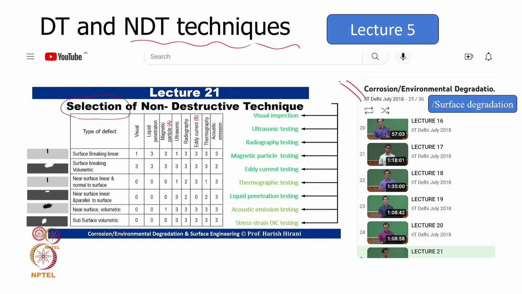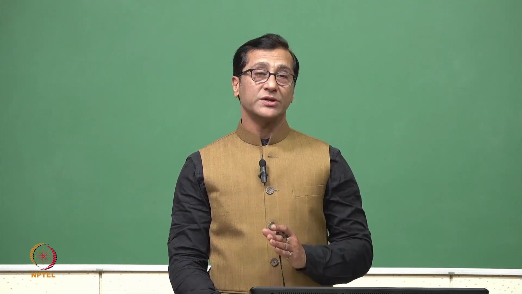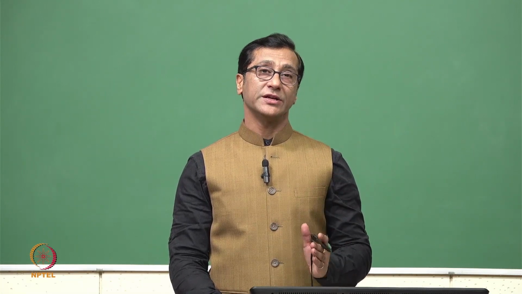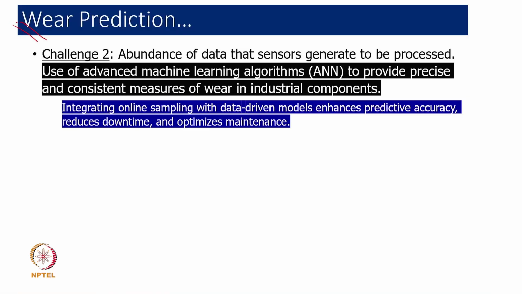Now, these NDT techniques I have already covered in another course. The course name is Corrosion, Environmental Degradation, Surface Degradation, and I'm showing the slide which I already covered in lecture 5. If you revisit lectures 16, 17, 18, 19, 20 of that course, you will get better knowledge about NDT, and then we will be able to see the drawbacks and advantages of each NDT, so we can go ahead with a better selection. Again, one or two techniques alone may not be sufficient. We need to go ahead with a larger number of techniques, so that we can take a very good or favorable decision.